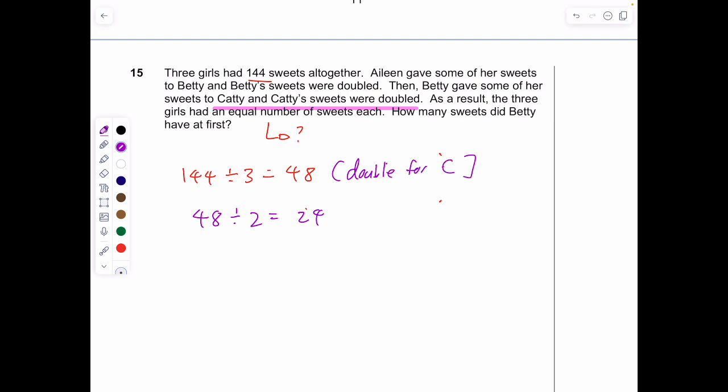So by dividing by 2, we will find out how much Betty gave. So in order, we need to add back to Betty. So we will take 48 plus 24, okay, and that is 72. So this is over here. Betty's sweets were doubled. So this is actually double for Betty. So to find out how much she originally had, we will take 72 divided by 2, and your answer is 36.